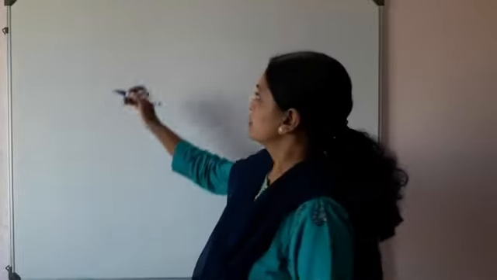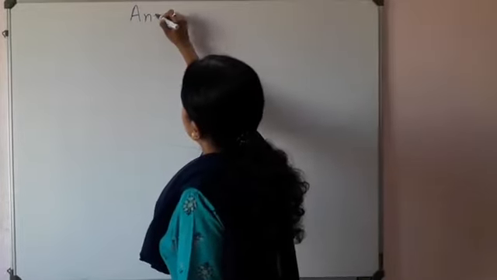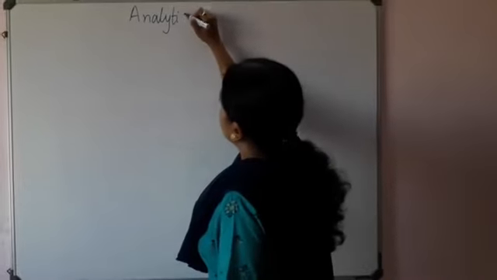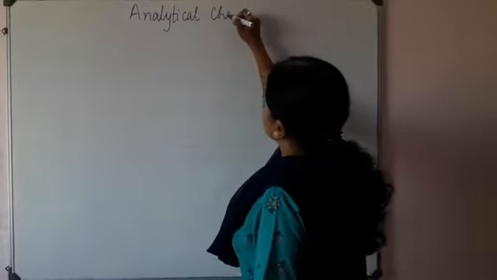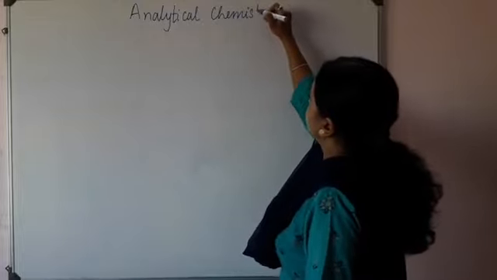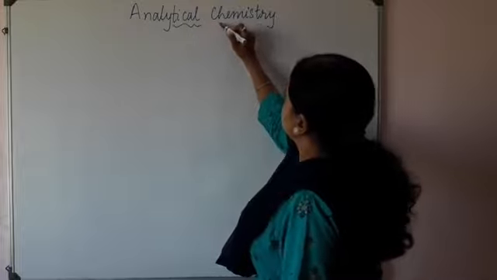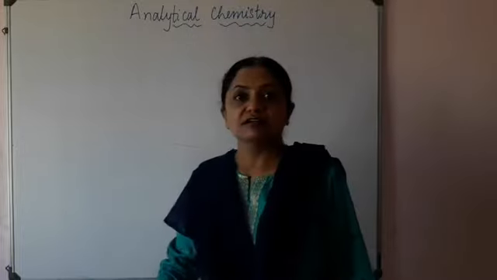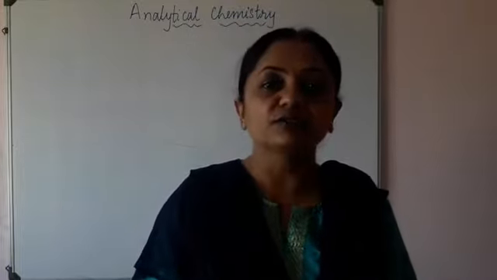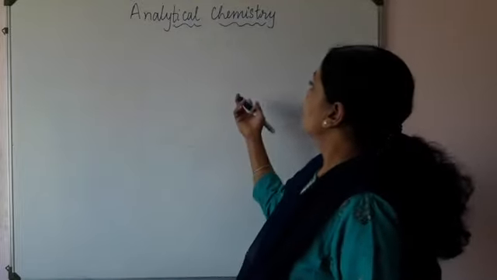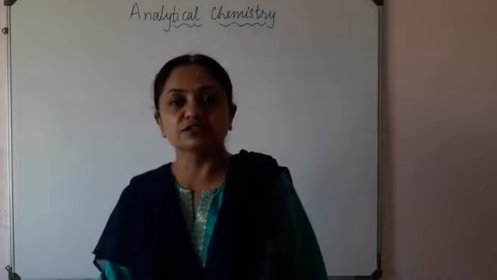Hello students, today we are going to start a new chapter, that is analytical chemistry. In this analytical chemistry, we will study detection of cations and anions, that is the main topic, and along with that we have detection of gases and detection of cations by a reagent and by using a platinum wire. So let us first understand what is the meaning of analytical chemistry.